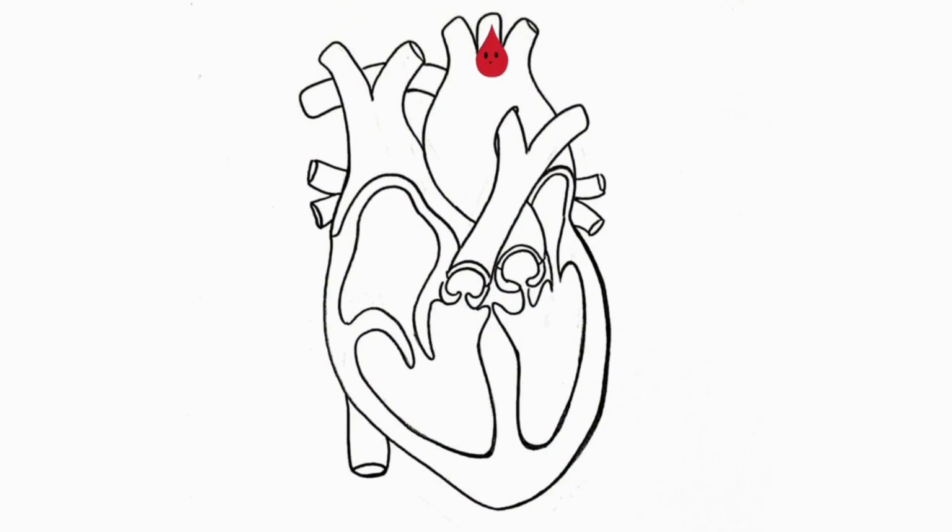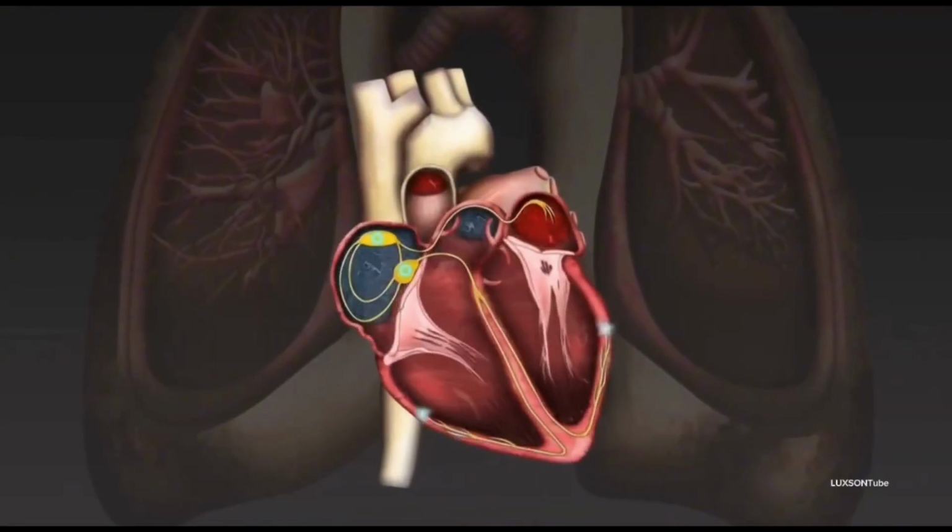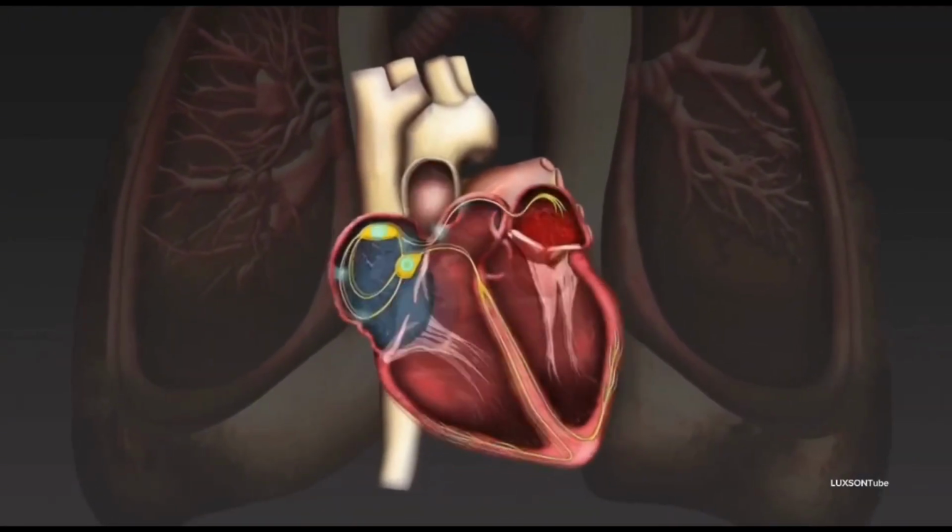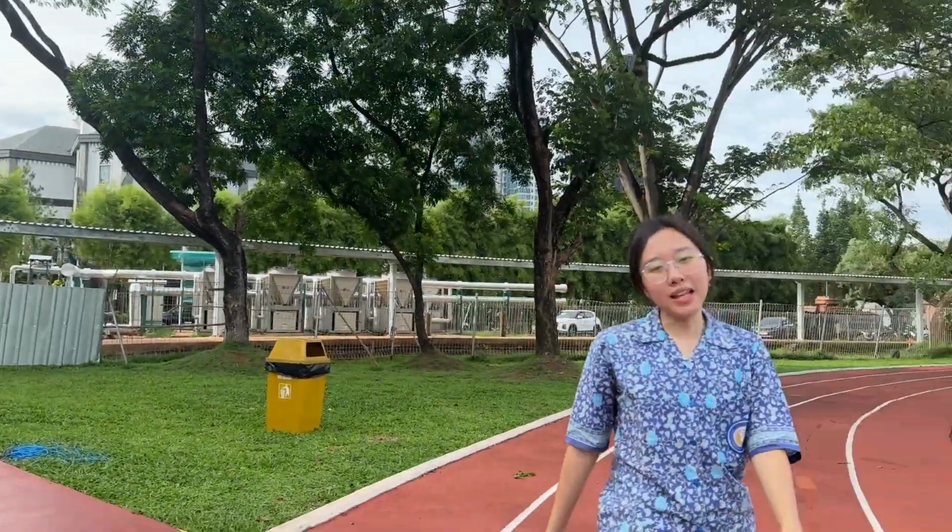This pumping action is crucially supported by the beats of the heart, which are produced by electrical impulses generated within the heart itself. This impulse causes the heart muscle to contract and pump blood effectively. But then you might be wondering, how is the heart generating its own heartbeat? The answer is neurons.